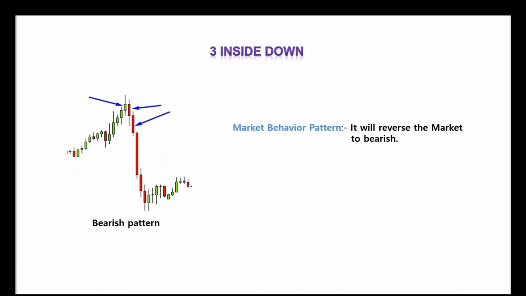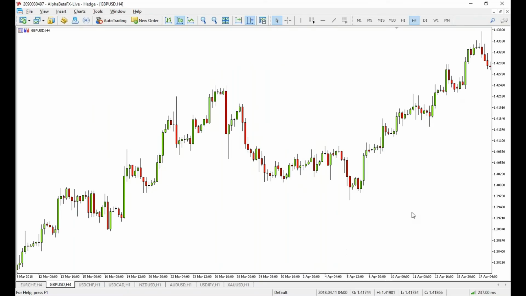The similar one is the three inside down, which is the opposite of the three inside up. In the same way, the market should be in an uptrend. The first candle should be a bullish candle. The second one will be generated where the first one has closed. The second one should open and come down. And the third candle should start at the previous close and should close below that. So it will be considered a three inside down, and it is also a strong bearish outlook for the market. Let's find out if we get this candlestick pattern in the market.